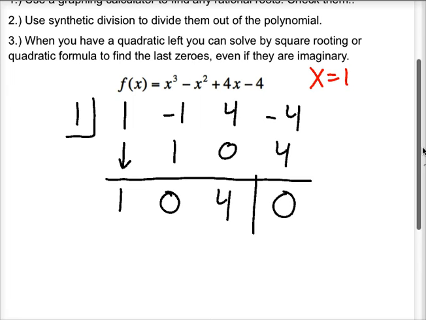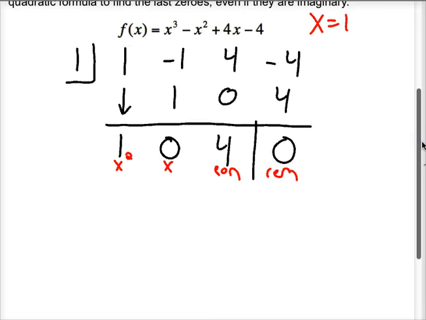So, now let's see what I've got. After I synthetically divided the 1 out, I have a remainder of 0, constant of 4, no x's, and an x squared. So when I synthetically divided that out, I ended up with an x squared plus 4. So I end up with a quadratic.